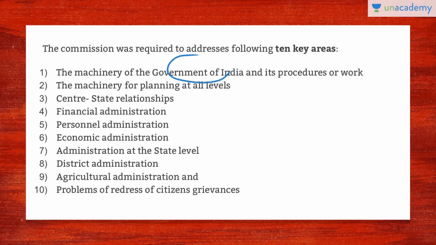So, machinery of the Government of India and its procedure of work. It is still faulty. The machinery for planning at all levels. We had to completely disband the Planning Commission altogether, and we have NITI Aayog now. Then the center-state relationship is still in a very bad state. Financial administration, personnel administration, economic administration, all these issues are still persisting.